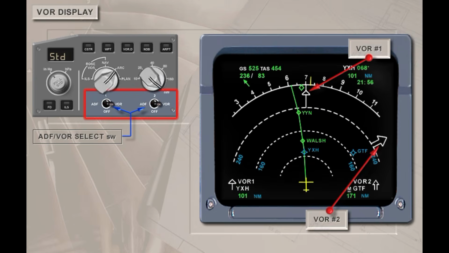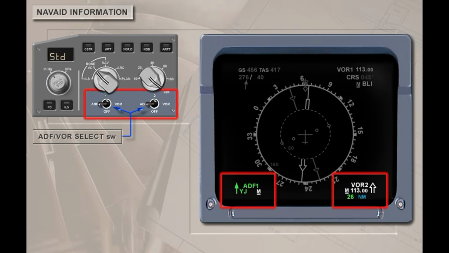When an ADF VOR select switch on the EFIS control panel is set to VOR, a white single-line bearing pointer for the number 1 VOR and a double-line bearing pointer for the number 2 VOR is displayed if the bearing data is available. Again, the bearing pointers point directly to the station.